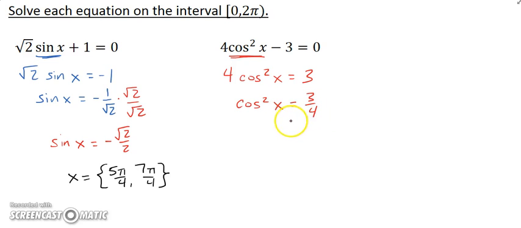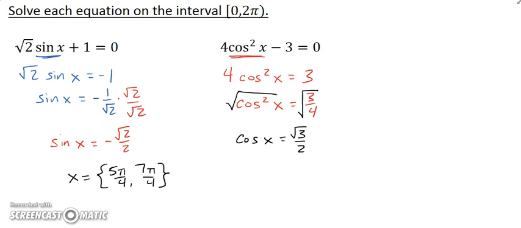Now I don't really want to use my unit circle to find where cosine squared equals a value. I want to know where the cosine equals a value. So if I were to take the square root of both sides, I would say then that the cosine of x would be the square root. I think in algebra class you guys even wrote that step in up here. The square root of 3/4 would be the square root of 3 divided by 2.